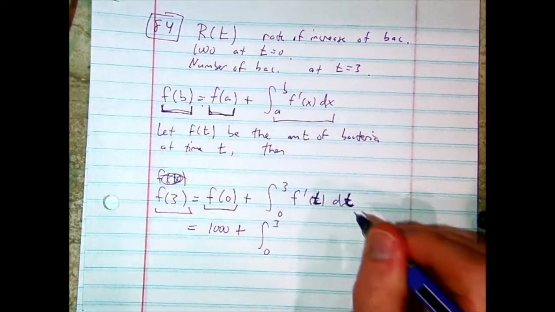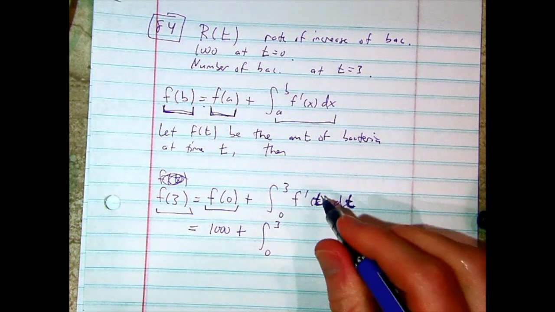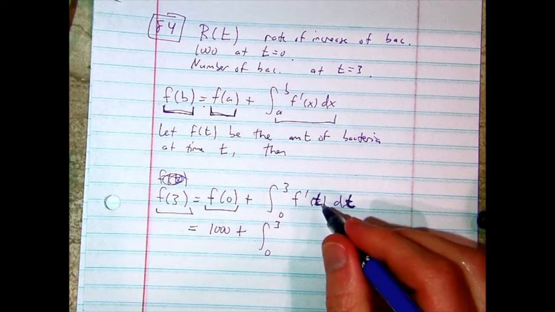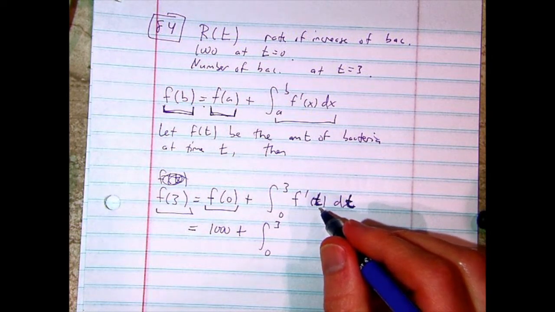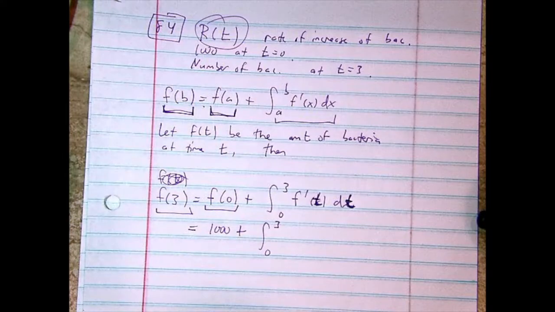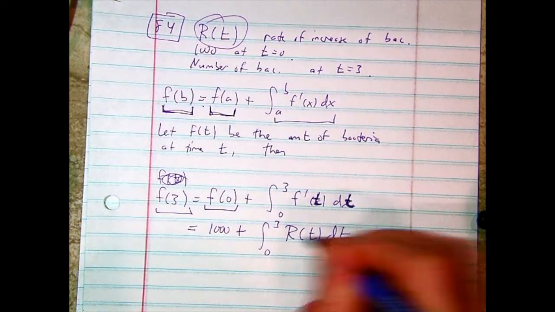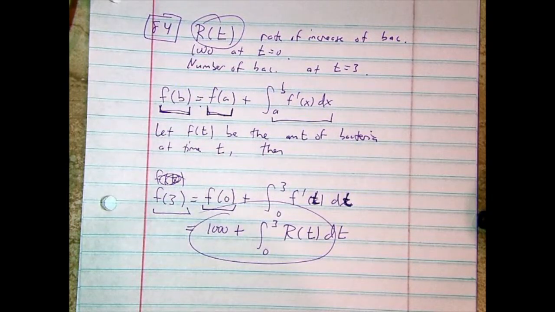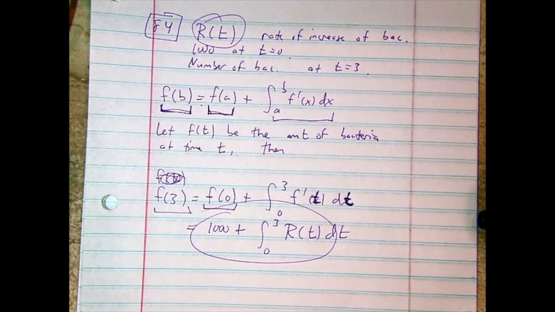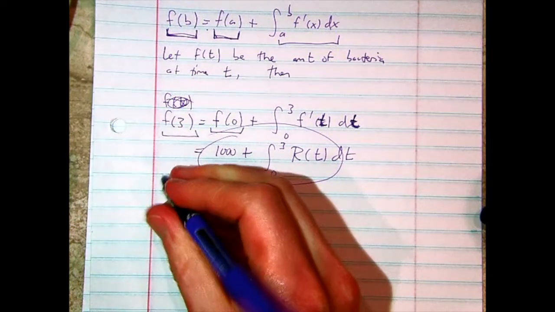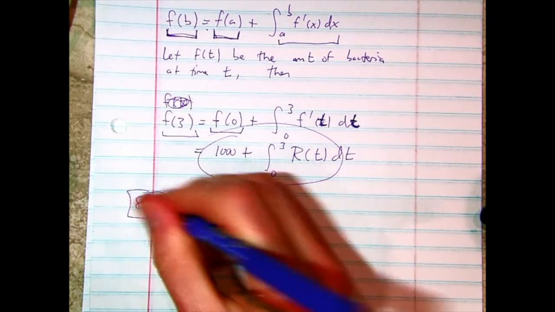Now, f prime of t, what is that? It's the rate at which the amount of bacteria is changing, right? Which is exactly what this thing is here. R of t is the rate of increase of the bacteria. That's the derivative of f. So that would just be capital R of t dt. So this thing is going to give us the right expression. And sure enough, that's one of the choices. Looks like choice D.